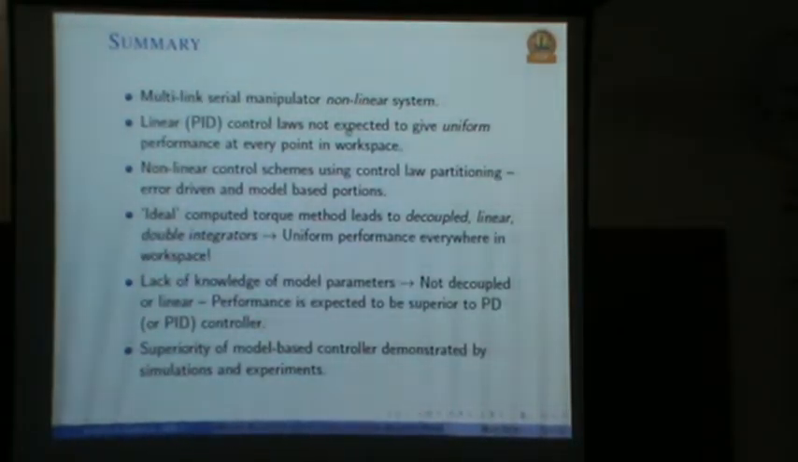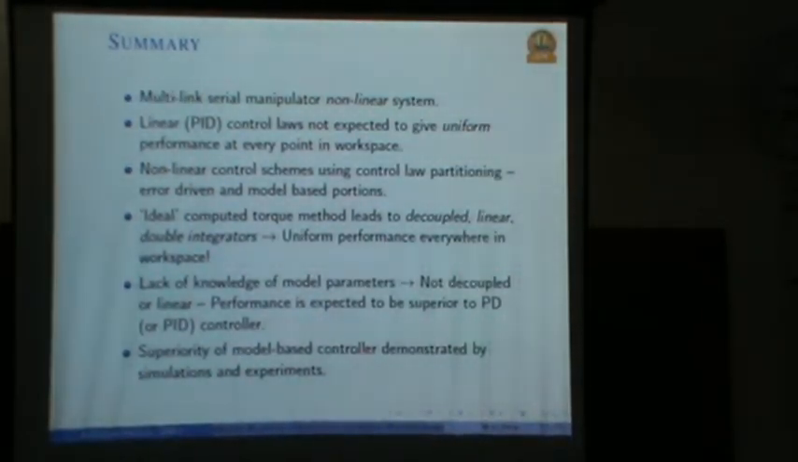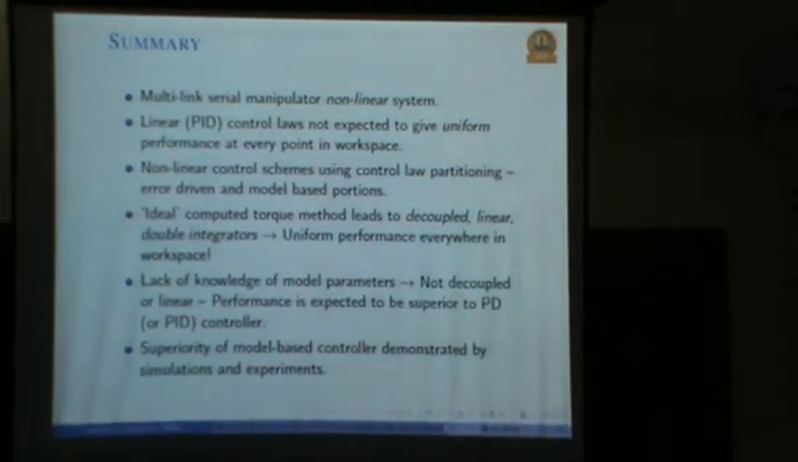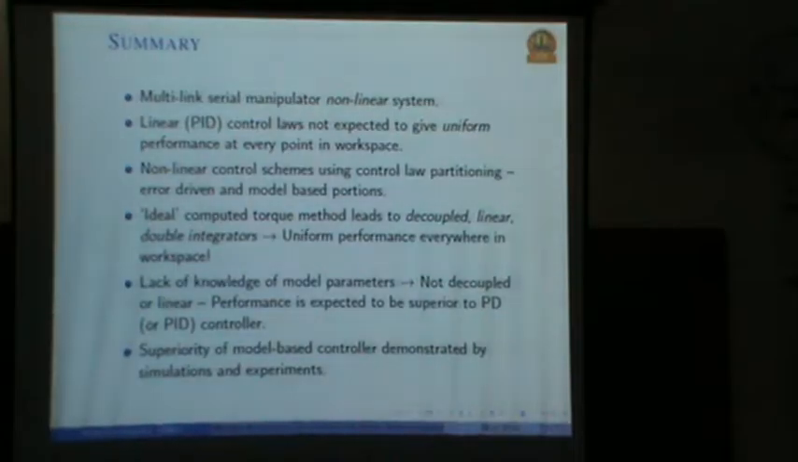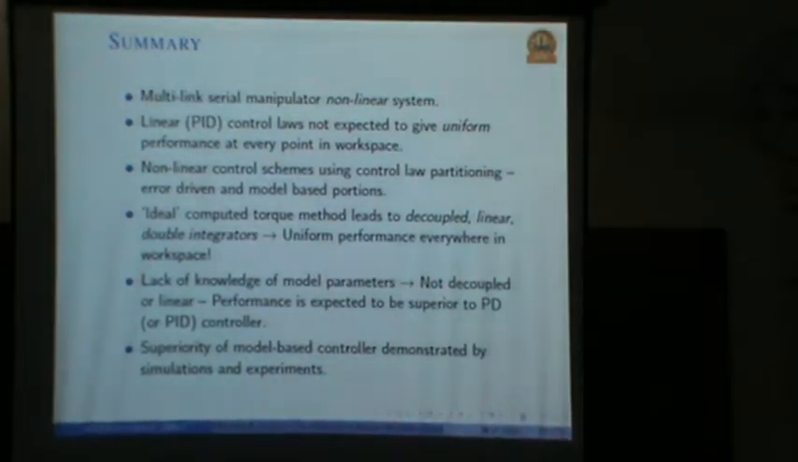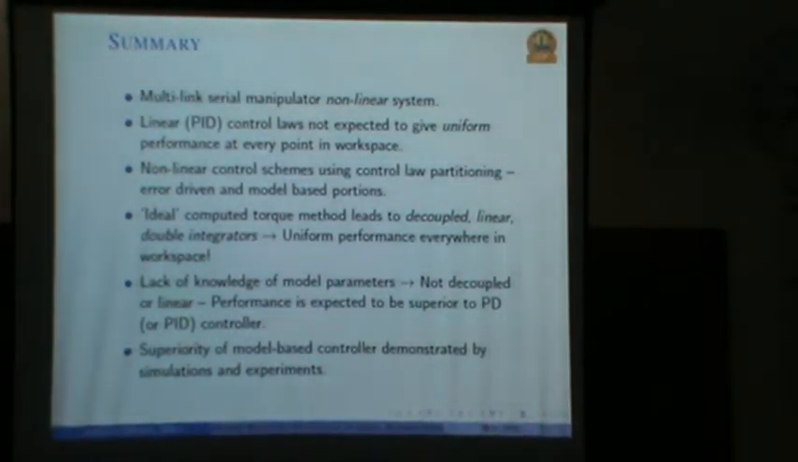Okay, so summary, multi-link robot, serial robot is a nonlinear system. Okay, linear PD control does not give very good performance. It works. Okay, it does not give uniform performance everywhere. And if you do this computed torque, model-based control, there are various names. It is also called control law partitioning. Why? Because one part of the control law comes from the PD control, one part of the control law comes from the model.